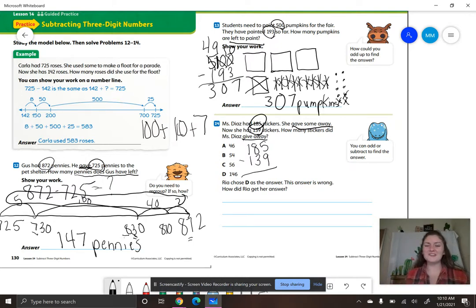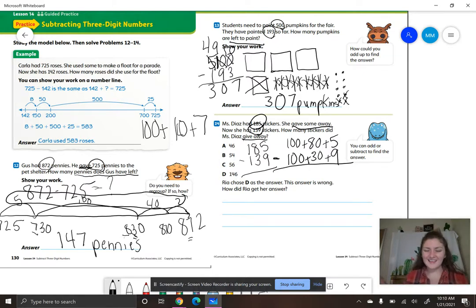All right, so here's what we're going to do. We are going to show the value of each digit. So 185 is 100 plus 80 plus 5, right? That's the value of each digit. We're going to subtract 139.